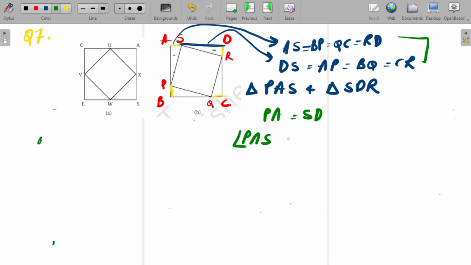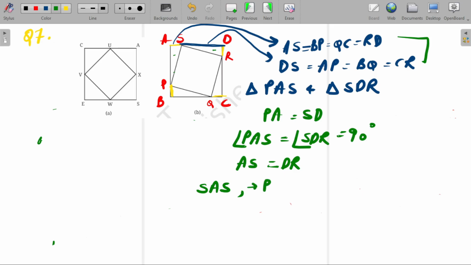Angle PAS is 90 degrees, equal to angle SDR, again 90 degrees, because they are the angles of the outer square. And AS is equal to DR, the shorter parts are also equal. So which criterion is followed? Again, SAS congruence. Both the triangles are congruent. So by CPCT, we can say that PS is equal to SR.